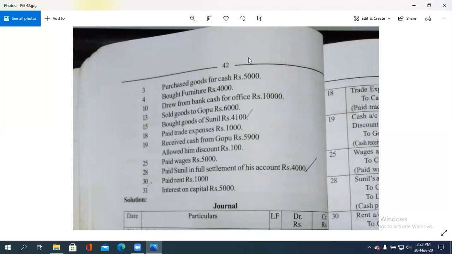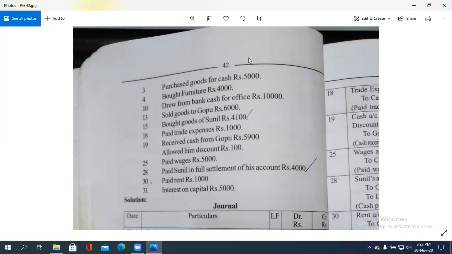Sold goods to Gobu. Gobu is another person. So Gobu debit to sales, because in that way Gobu is the receiver. Who is getting? Gobu. So Gobu is getting debited. So Gobu debit to sales.